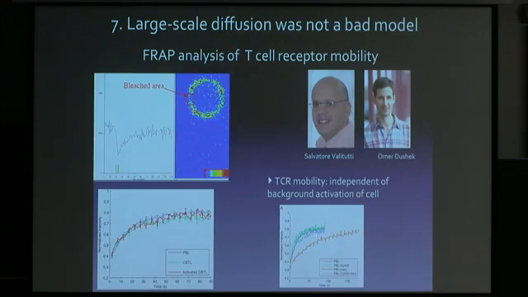On the other hand, you can mess with the cell using drugs, so you can add cytochalasin or ionomycin, or both of the things. And you find that there's really no difference between the cells by themselves, or the cells with cytochalasin, or the cells with ionomycin and cytochalasin. Only the cell which has ionomycin alone, which is activating the cell, is showing a reduced mobility of T-cell receptors.